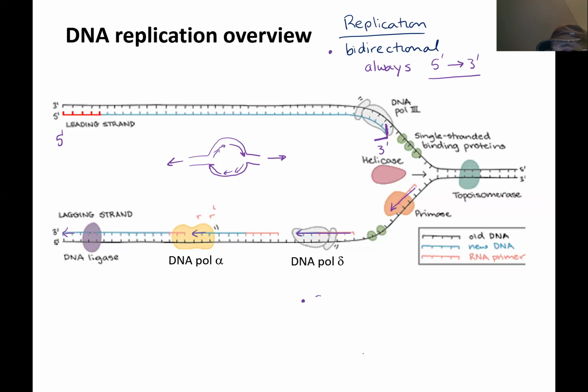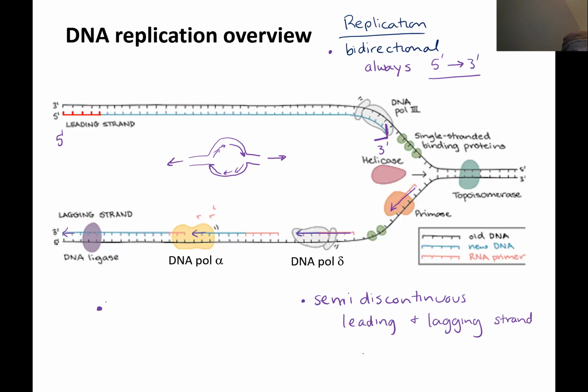of semi-discontinuous replication, which means we have a leading strand up here that's replicated continuously and a lagging strand that's made in kind of chunks, right? It starts, and then as the replication fork opens up, we have to make more, and we have to make more, and we have to make more.